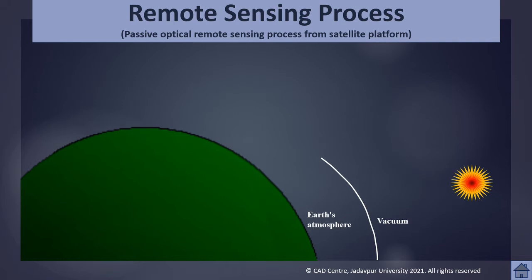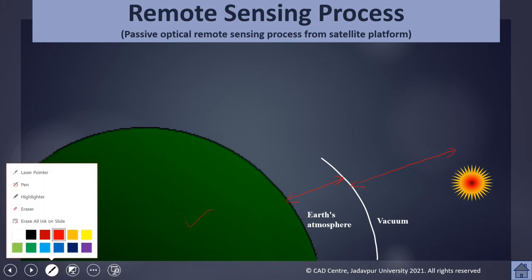Now, in case of remote sensing, we need a source of energy, as we have discussed earlier, that the information will be transferred or accomplished by the use of electromagnetic energy or electromagnetic radiation. Now, we need a source of energy, and the natural source of energy is the sun. In this slide, as you can see, we have the earth over here, and then we have the earth's atmosphere, and then we have the vacuum or space.